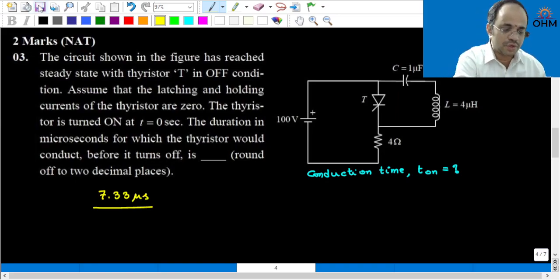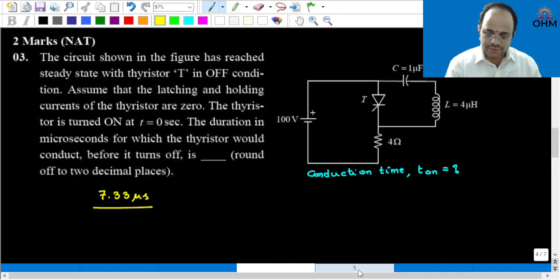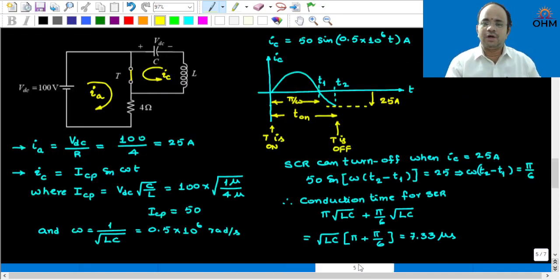This is a good question. Of course, this question is from the commutation circuits concept. In order to solve this type of problem, a student requires a good understanding of circuit analysis. So if you quickly recap, what is the basic idea here?